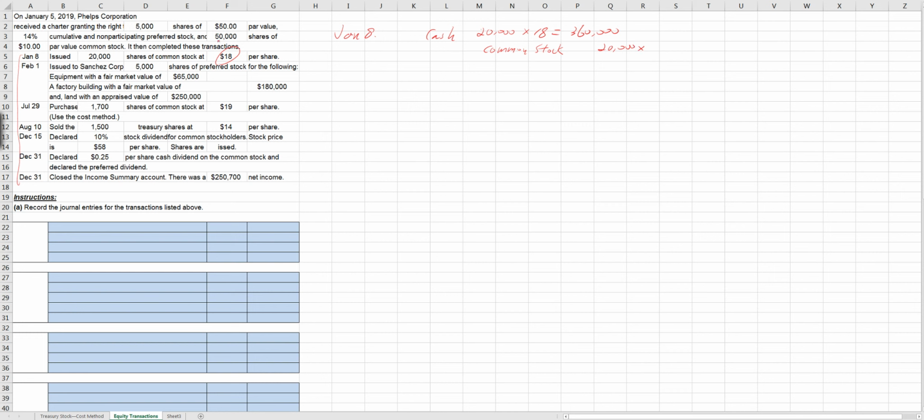Let's check par value for common stock. Right here, it's given in the information: $10 per share for common stock, and the par value for preferred stock will be $50 per share. And the remaining balance will be recorded in the additional paid-in capital account.